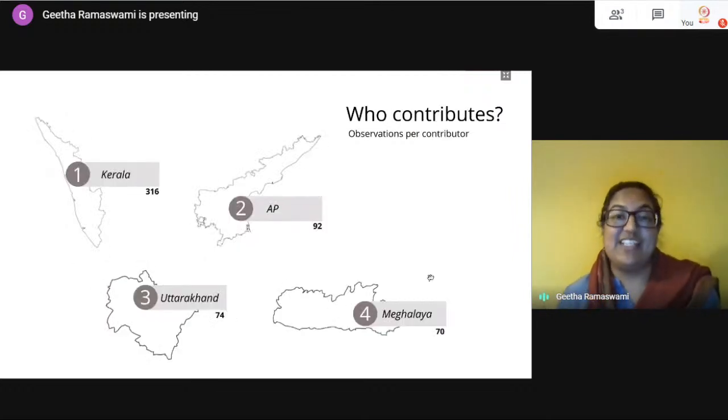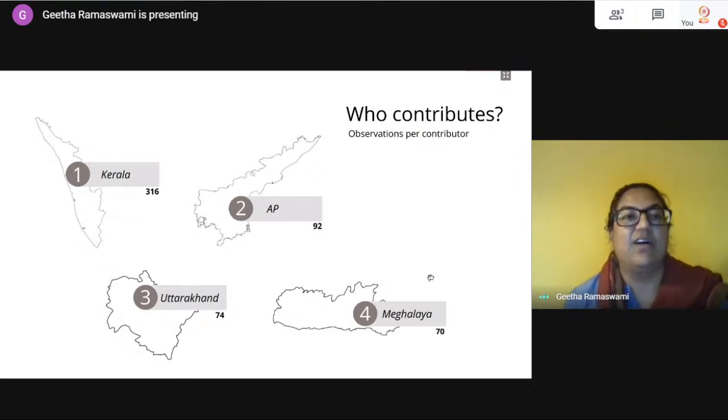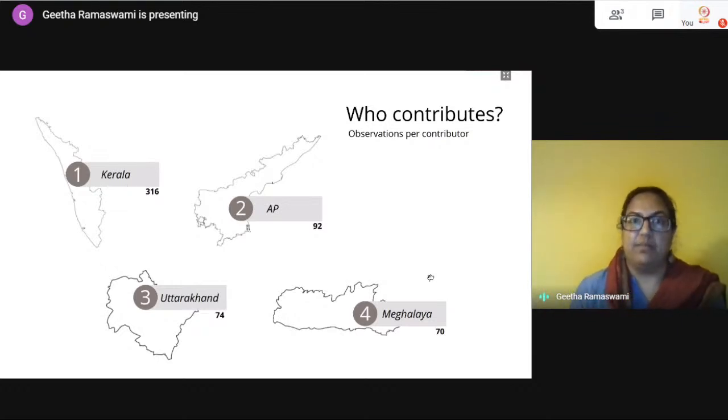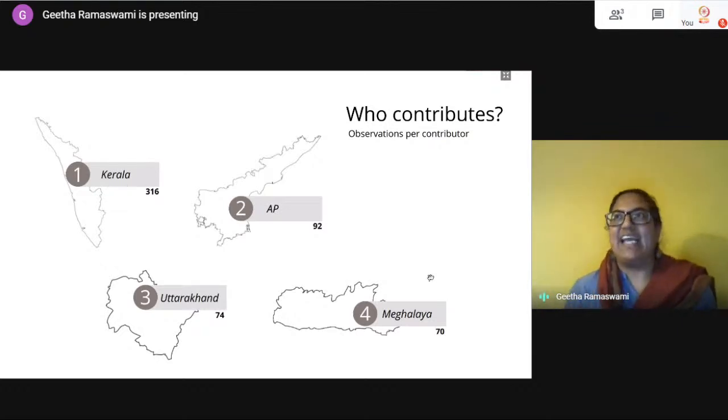But the patterns in which data comes in are very interesting. If you look at the number of observations as a whole, and also how many observations are contributed by a contributor, then Kerala tops the list with up to 316 observations on average per contributor, and this is a very large number. So roughly 85% of all data that comes to SeasonWatch is actually coming from the state of Kerala. This is followed by Andhra Pradesh, Uttarakhand, and Meghalaya.